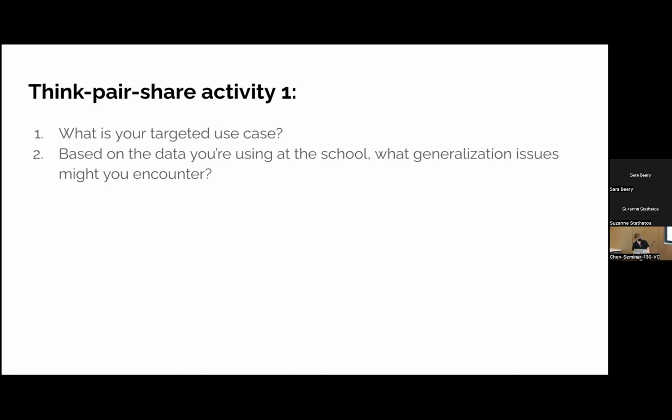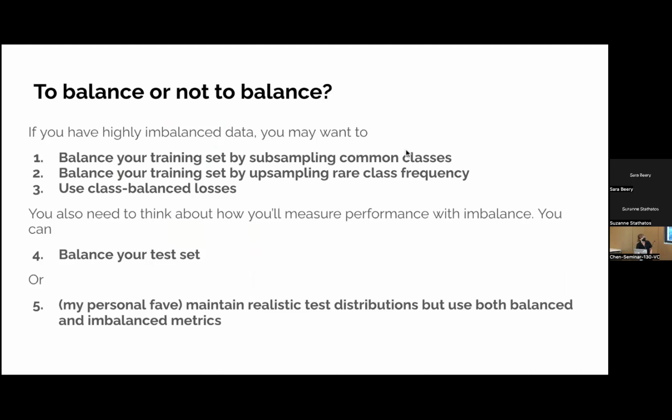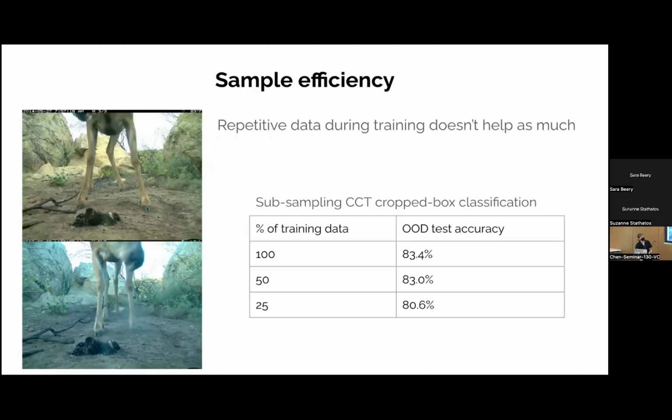So one thing that you want to think about, and this is just one example, is sample efficiency. A lot of ecological data can be pretty repetitive. And it turns out that a lot of repetitive data during training doesn't actually help generalizability at all. So here, this is just an example where we sub-sampled camera trap data.